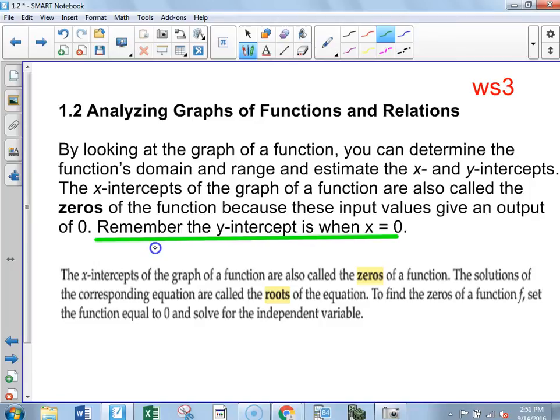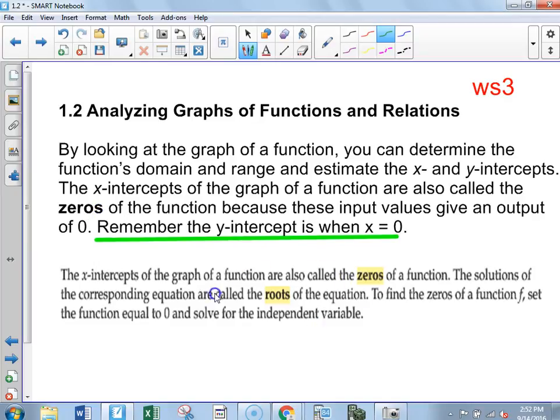Okay, so one more time, today's learning targets. We're going to talk about domain and range from a graph. We're going to estimate x and y intercepts from a graph, and then we're going to solve for those algebraically. The x-intercepts are also called the zeros. We've used that terminology before.